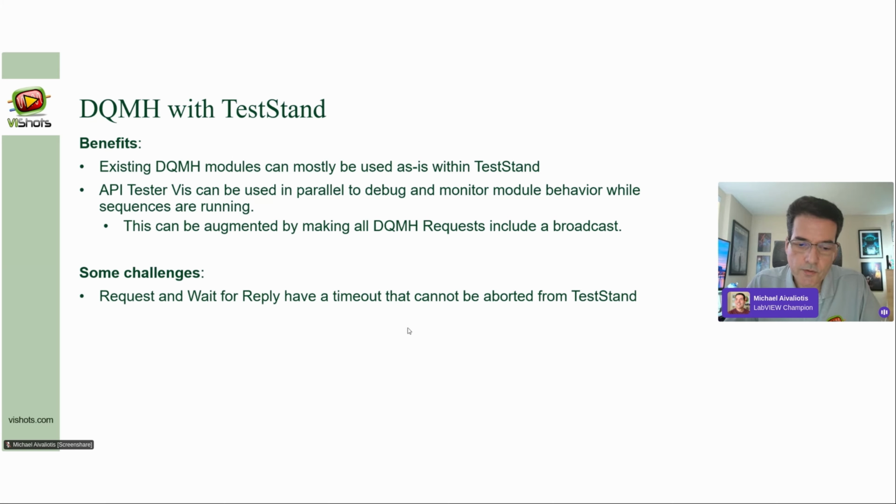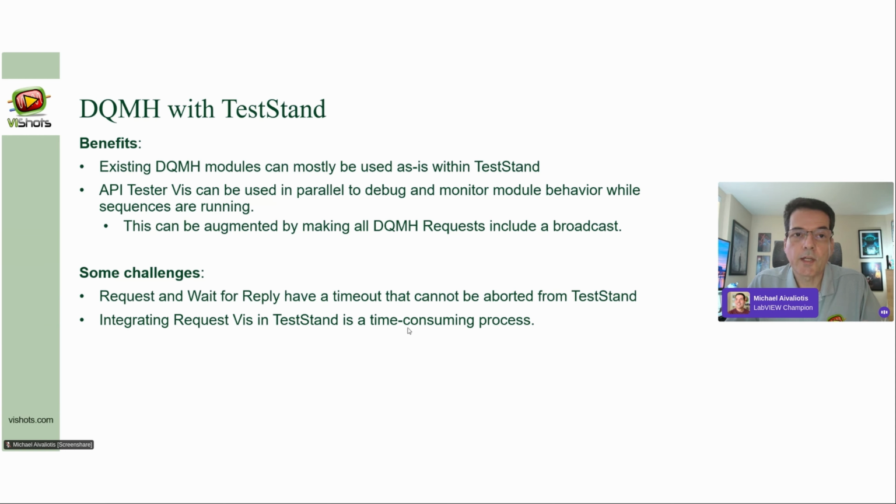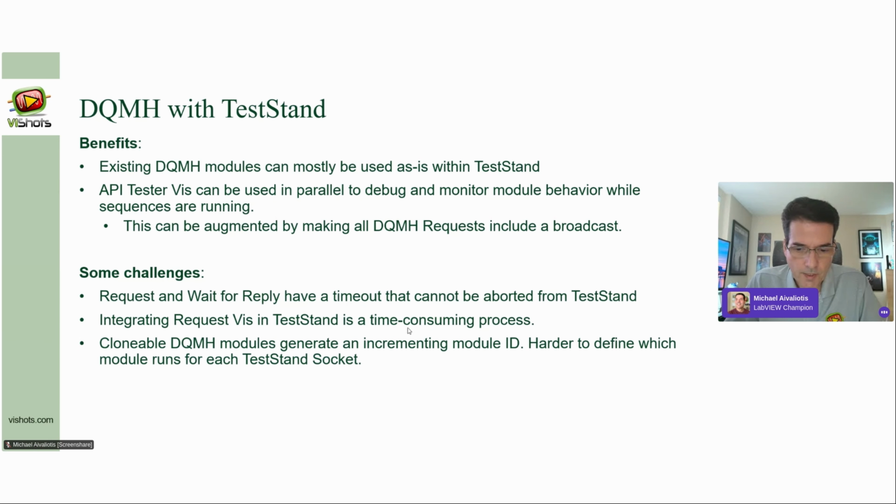There are some challenges, though. The request and wait for reply has a timeout that cannot be aborted by TestStand. Integrating request VIs, well, integrating any VI in TestStand is a pain. You have to do it manually. And clonable DQMH modules create an arbitrary internal number, an incrementing number that's not controlled through TestStand. So we can't predict which clonable module can go to a specific test socket if we want to do that.